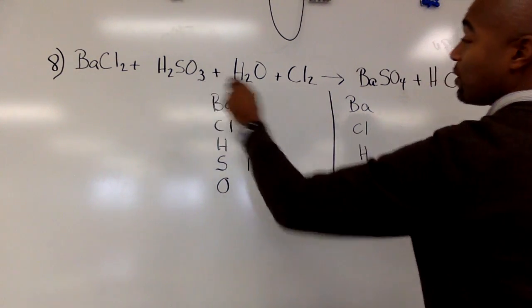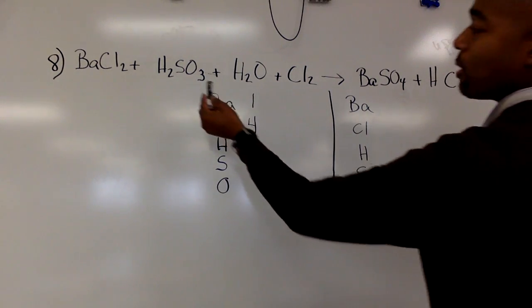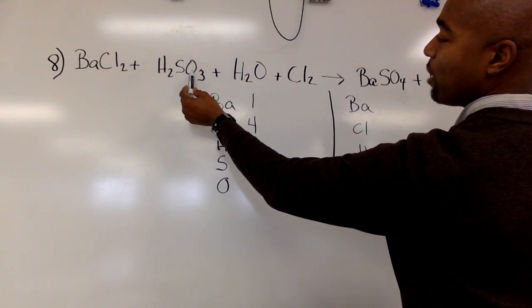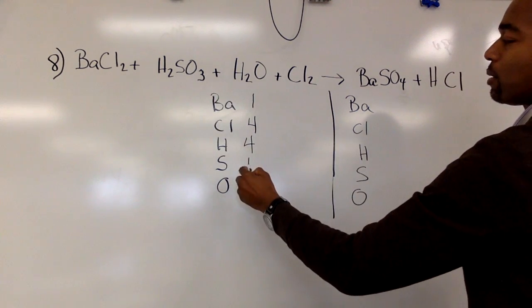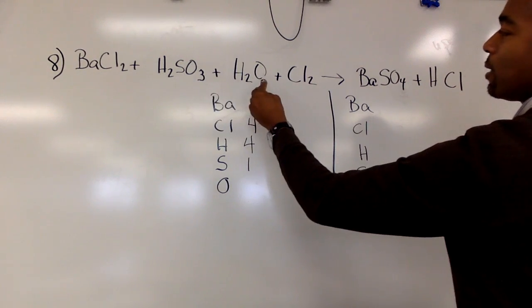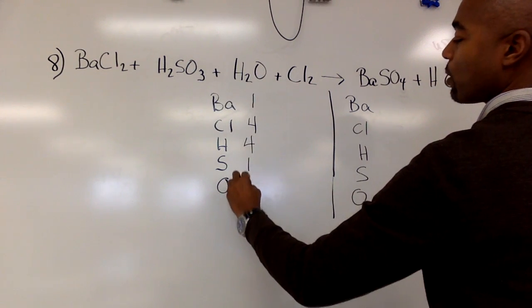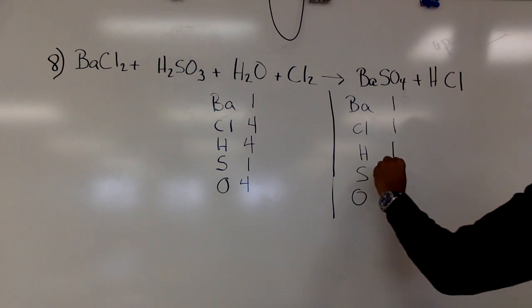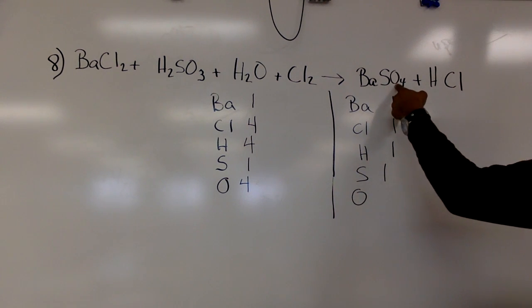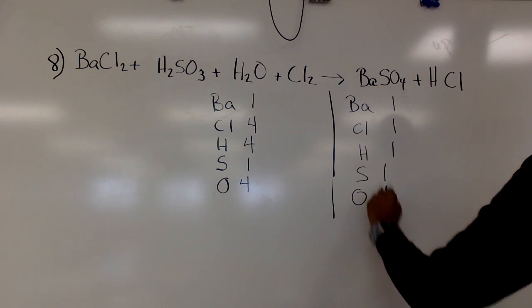Not 3. If you said 3, take a look at that again. The 3 only applies to the element that's right in front of it, and that would be the oxygen. Sulfur, there's only 1. Okay? And then oxygen, I see 3 plus this 1, which is going to be 4. On this side, barium, I see 1. Chlorine, I see 1. Hydrogen, there's 1. Sulfur, again, there's 1. The 4 only applies to the element that's in front of it, and that's oxygen. So 4 oxygens.